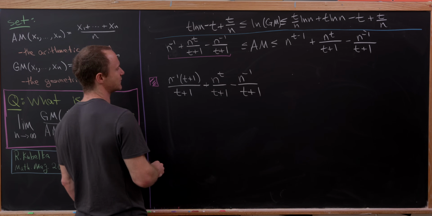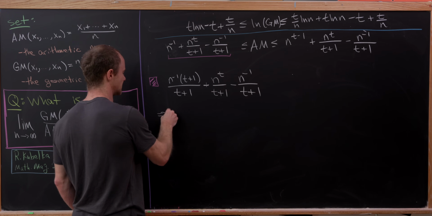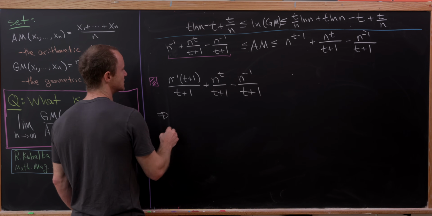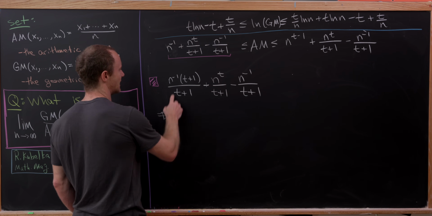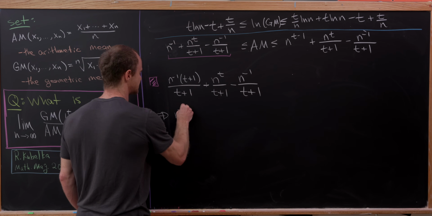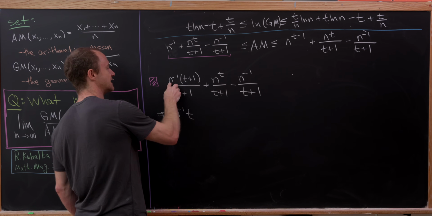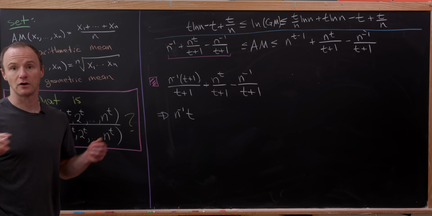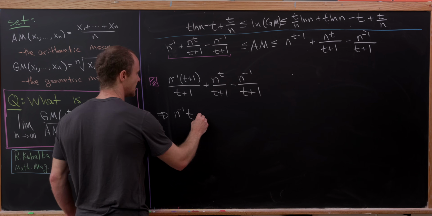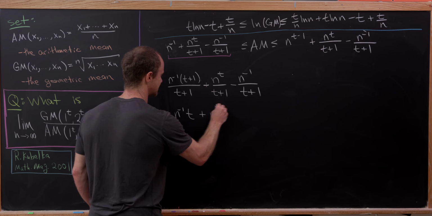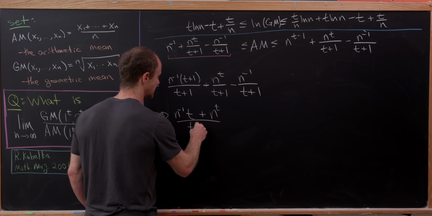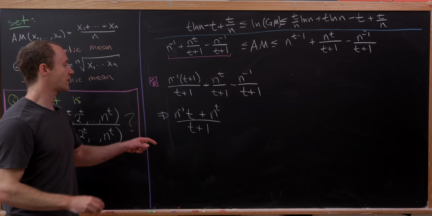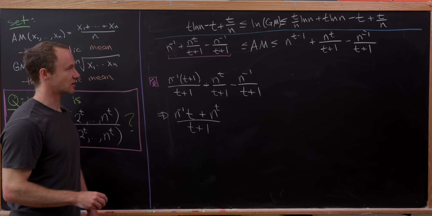But now let's see if we can smush this together into something a little bit nicer. So we'll have, let's see, n to the minus 1 times t. That's from combining this term and this term. Notice that the plain old n to the minus 1 term cancels. And then that'll be plus n to the t over t plus 1. Okay, so that's the magenta term.